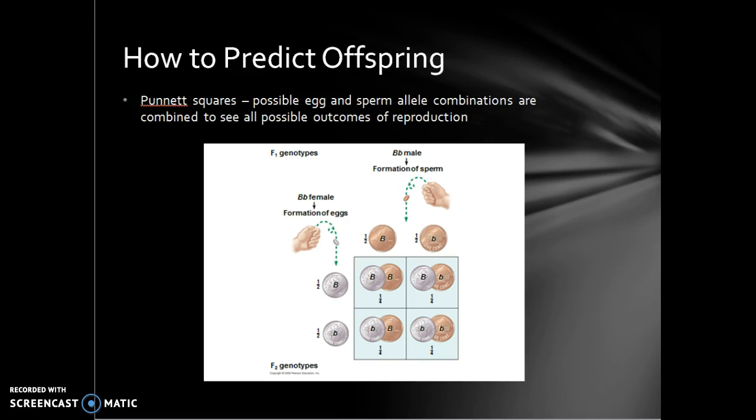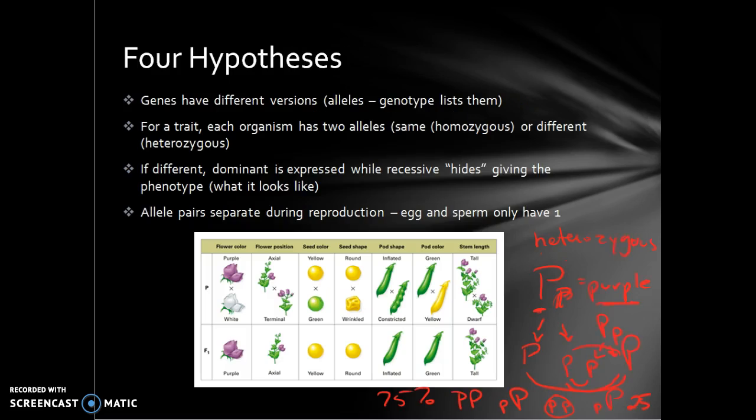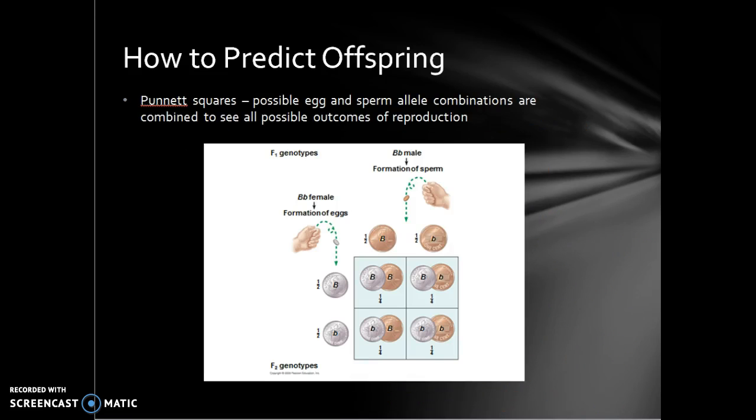So now we look into how to predict offspring. What's the easy way to do it? We've talked about how we can combine the possible eggs and sperm that each one can give. Well, there's a way to organize that, and that's in a Punnett square. Basically, you look at your parents, and you look at the possible combinations of eggs and sperm that they can give. And then you create a little chart.